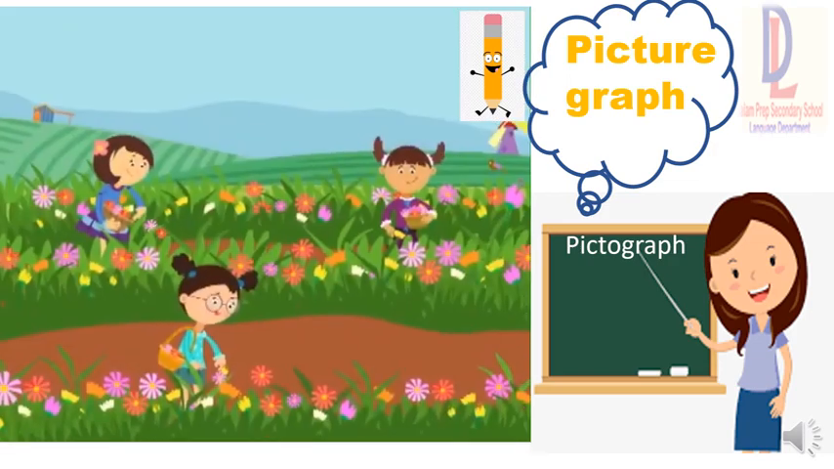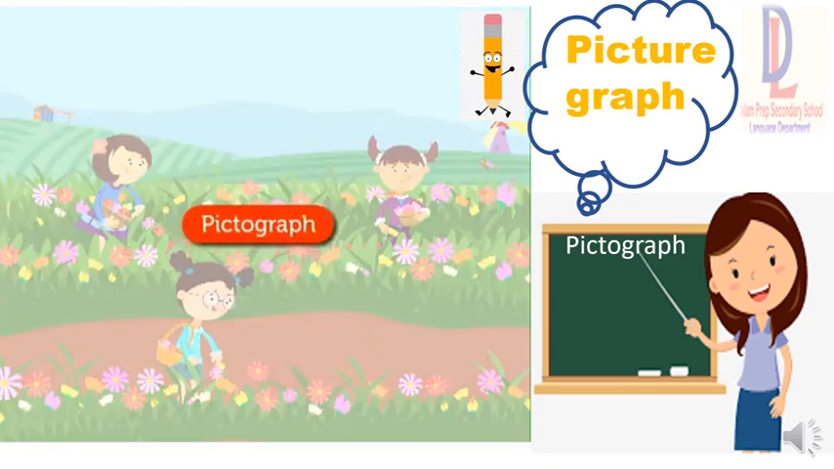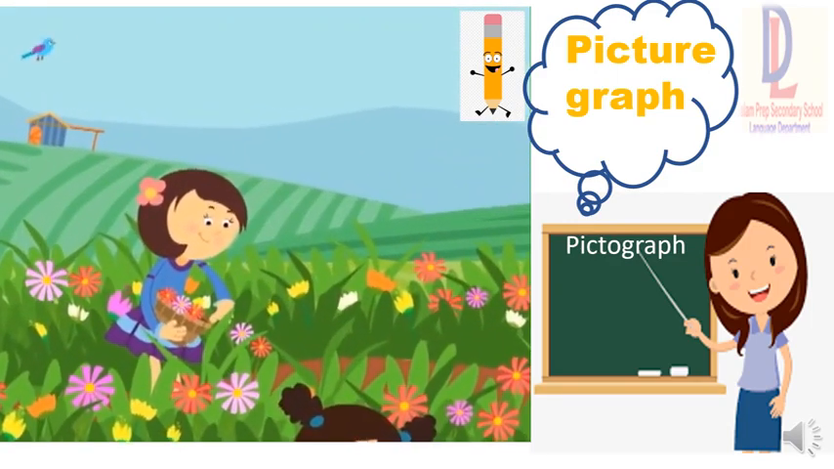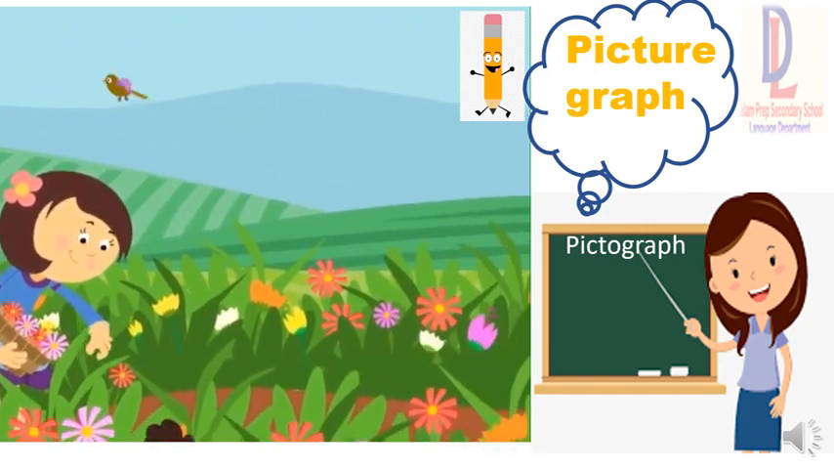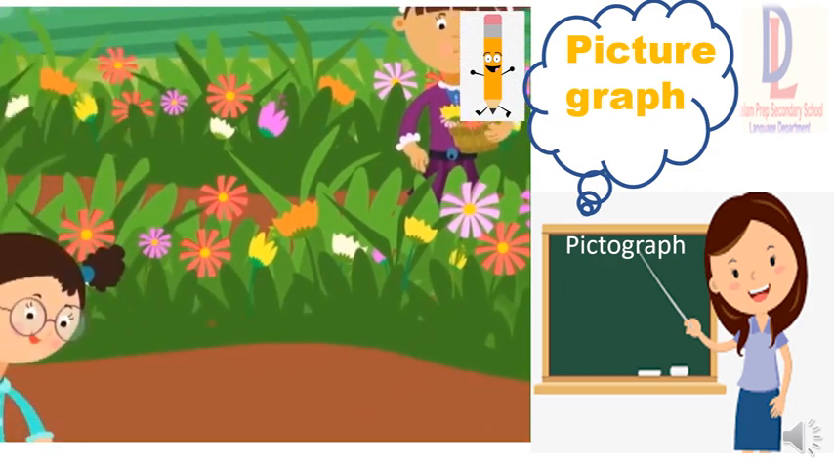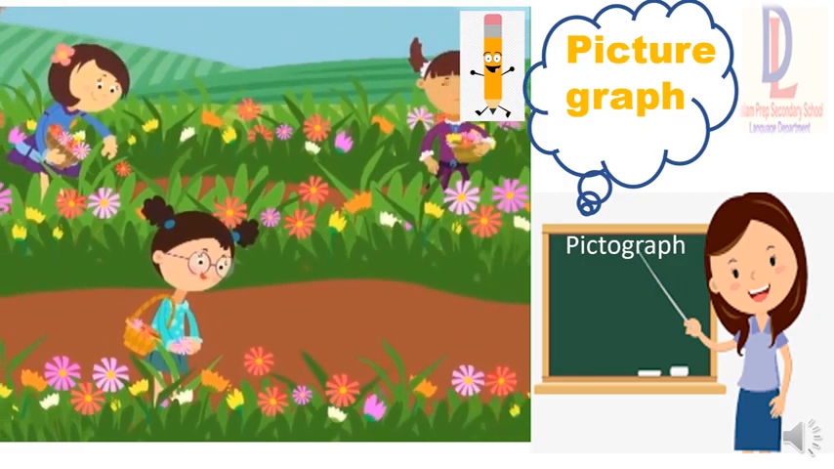Let's watch the video. Today, let's learn about another way of data presentation called pictograph in this flower farm. A pictograph gives information with pictures or symbols. Look at the flower farm. Simi collected 5 flowers. Sanya collected 7 flowers. And Suzanne collected 4 flowers from the farm.